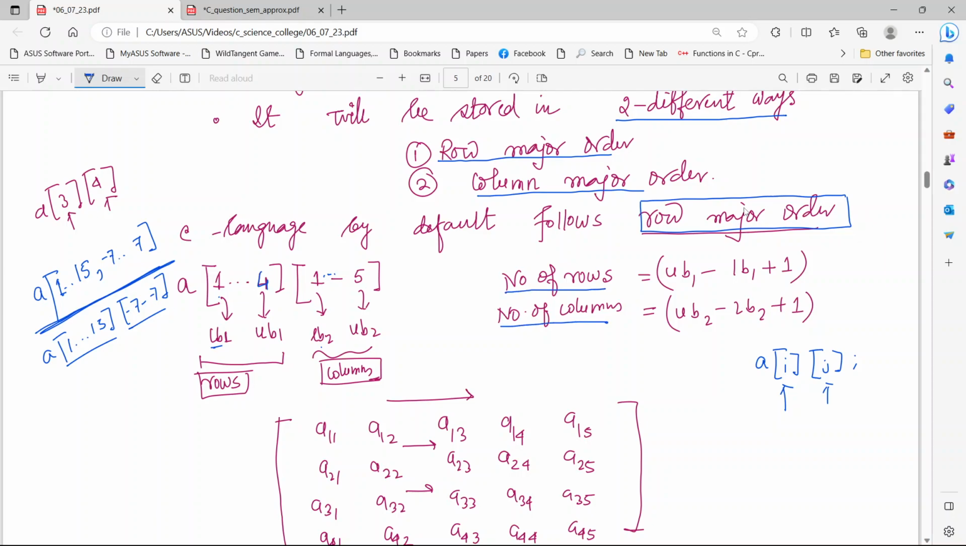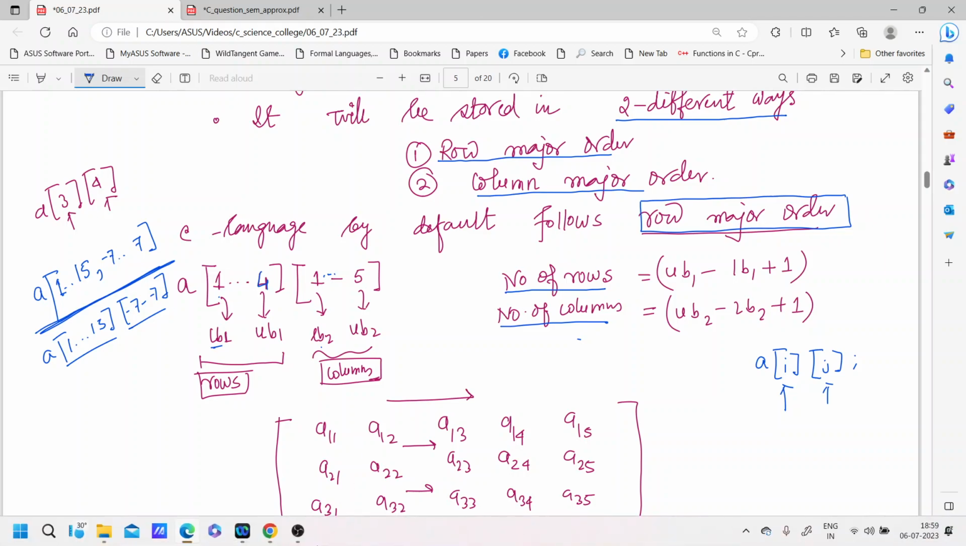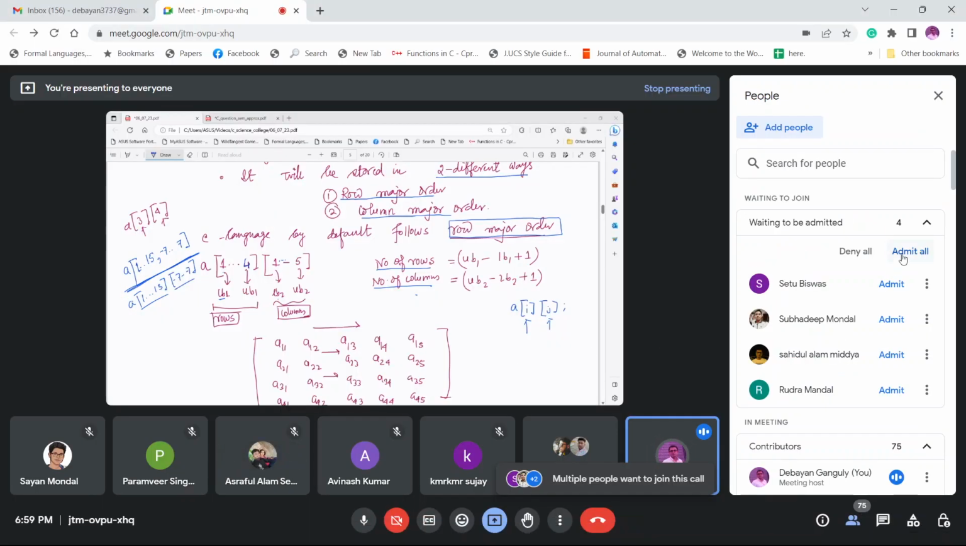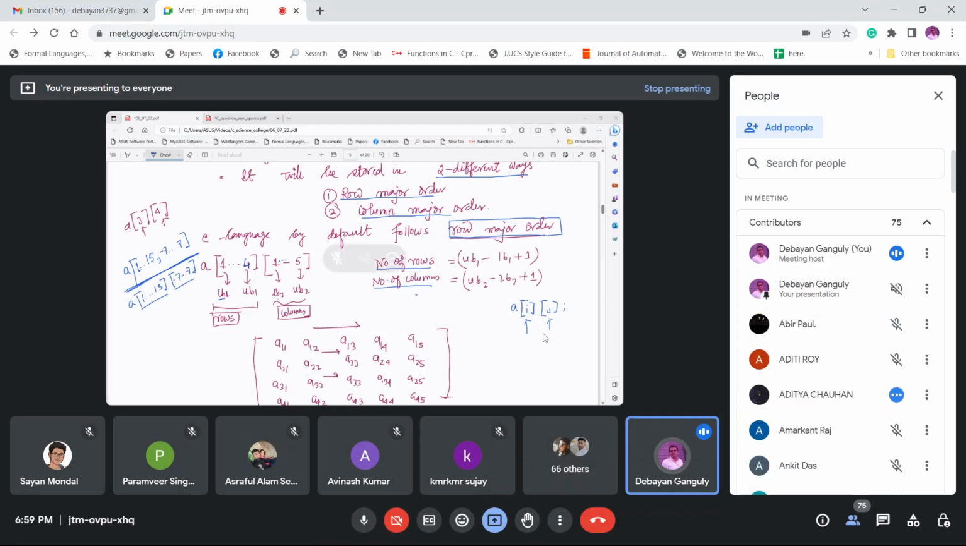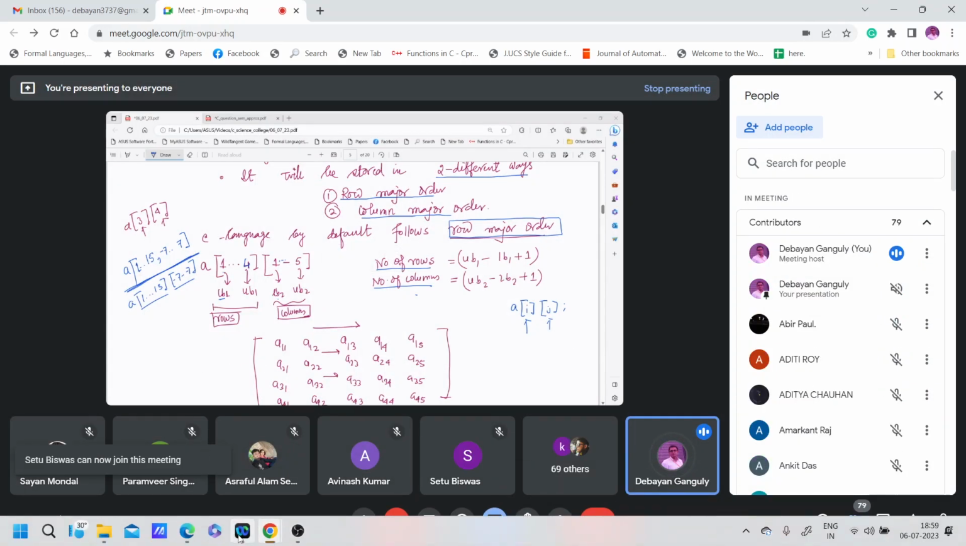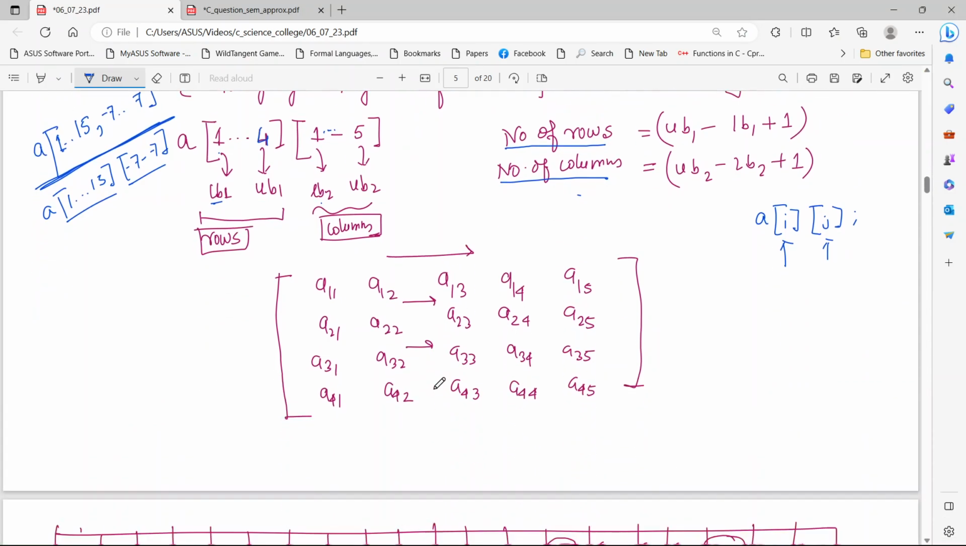Number of rows is nothing but the upper bound 1 minus lower bound 1 plus 1. Number of columns is upper bound 2 minus lower bound 2 plus 1. That is the formula that we have to use to find the number of rows and the number of columns, right? In 2D it should be like that: A1 1, A1 2, A1 3. If we want to find the number of rows, the upper bound is 4, the lower bound is 1, and plus 1. That means the number of rows is 4.